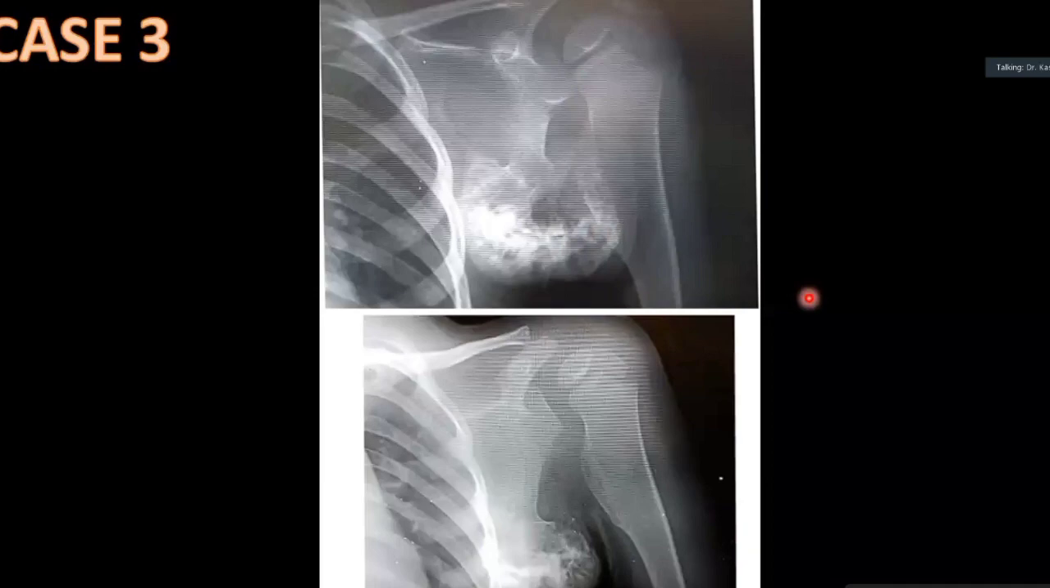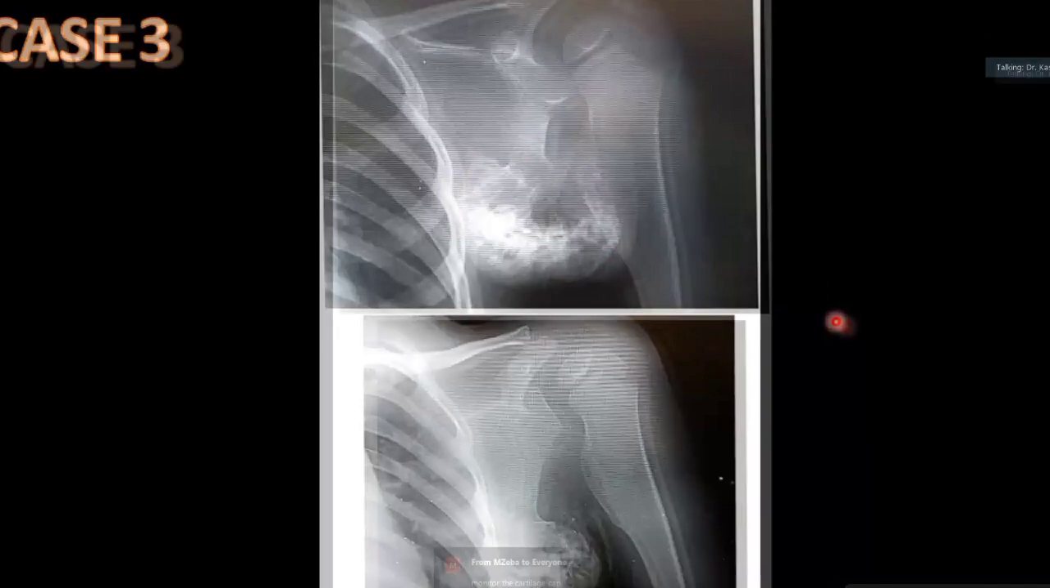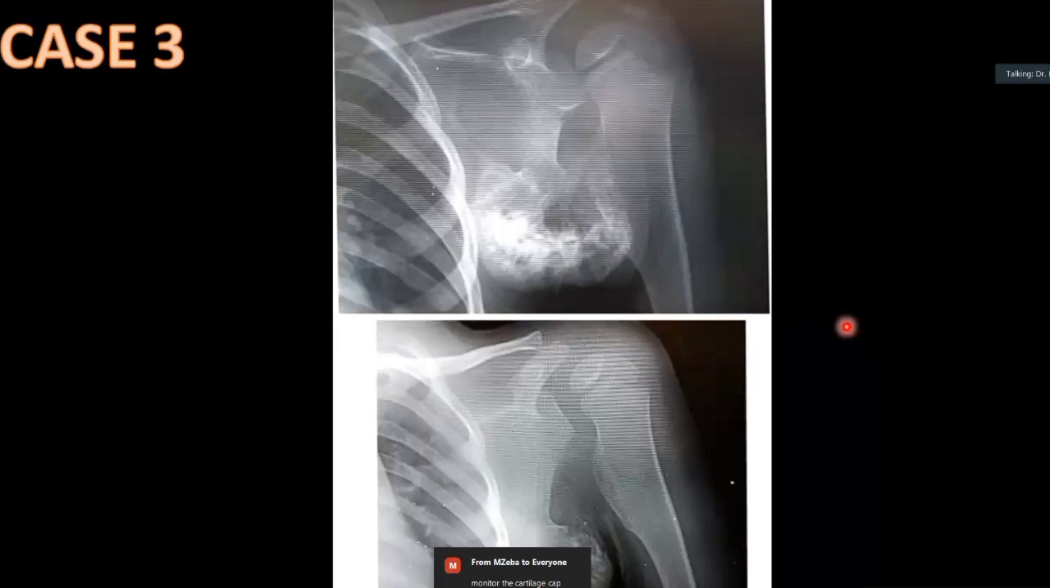So the first differential on this film would be multiple exostoses. This one is a pedunculated exostosis, and the one arising from the medial border of the left proximal humerus is a sessile exostosis. So this is a case of multiple exostoses. This is one of the favorite cases in spotting or viva. Okay.